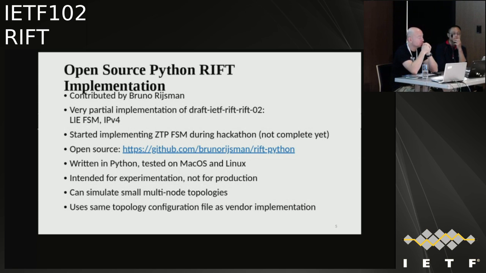The second implementation was contributed by me. So the history behind it is that I signed up for this Rift hackathon, and Tony sent out an email saying, I think it would be a good idea for people to implement the LIE FSM in Python, and then we could see if the FSM is well specified, if we achieve interoperability. And that project ran a little bit away from me, so that starting point turned into an actual implementation of the full Rift protocol.